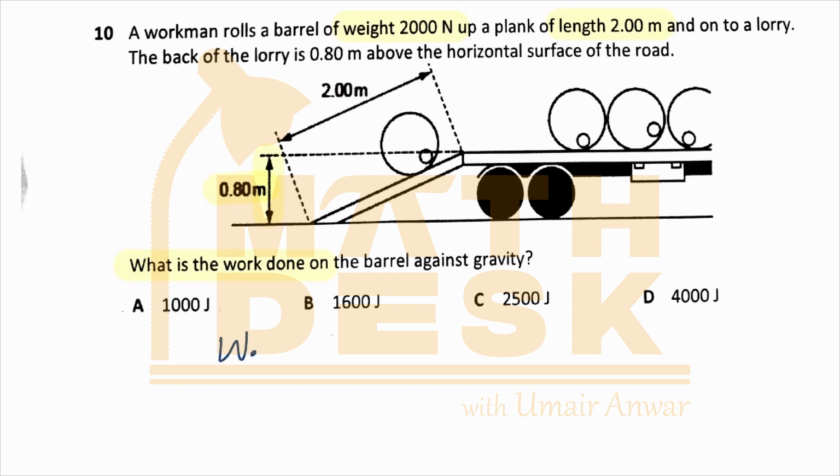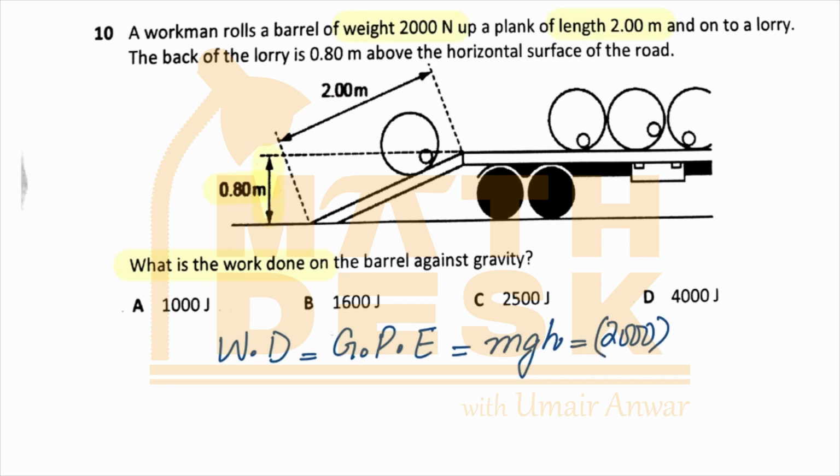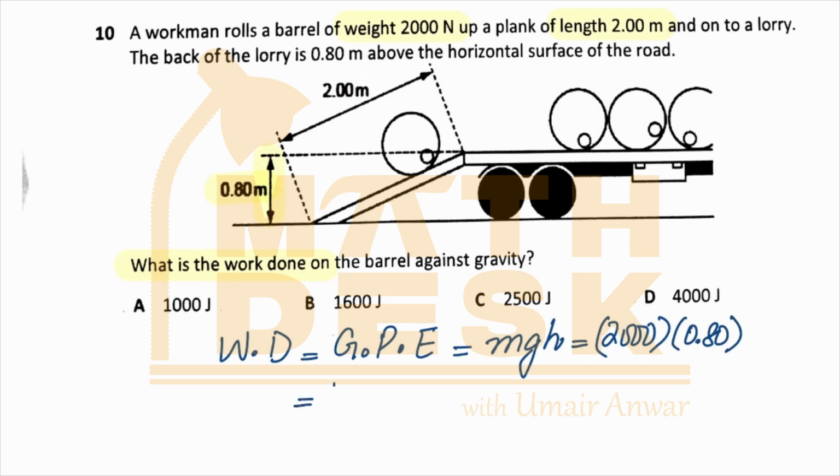Now the work done against the gravity would be equal to the gain of gravitational potential energy in this case, which is equal to mgh, and mg is equal to the weight of the object, which is given to be 2000, and the height it gained is 0.80 meters. So it means that a total of 1600 joules was done against the gravity. So option B would be correct in this case.